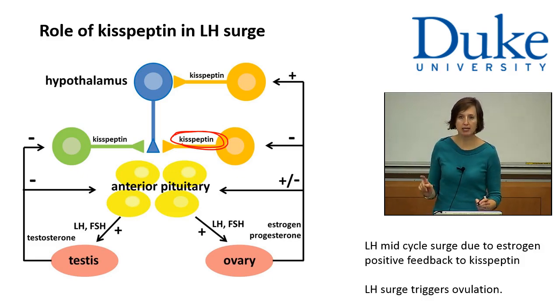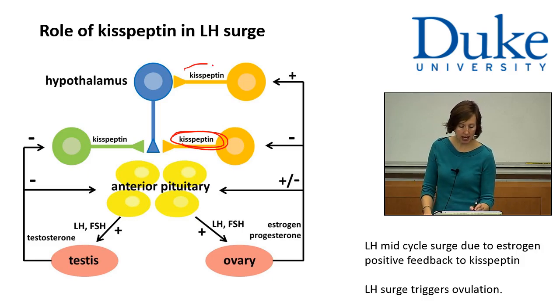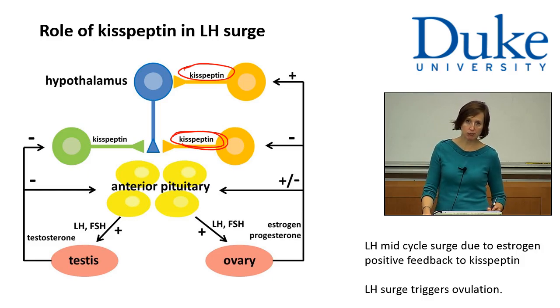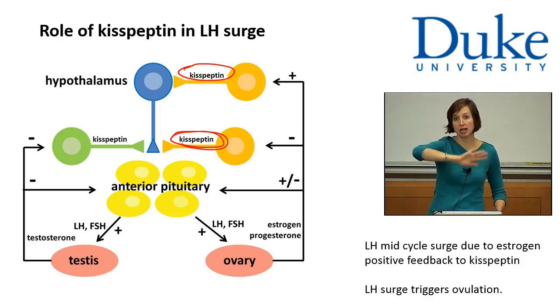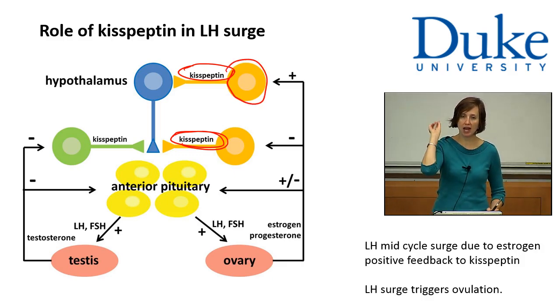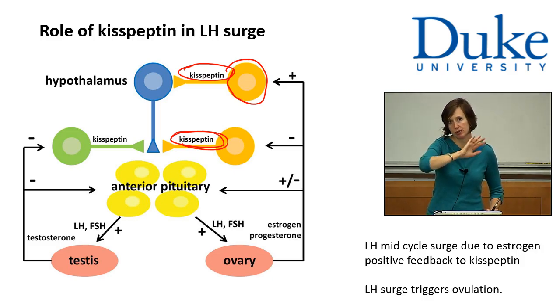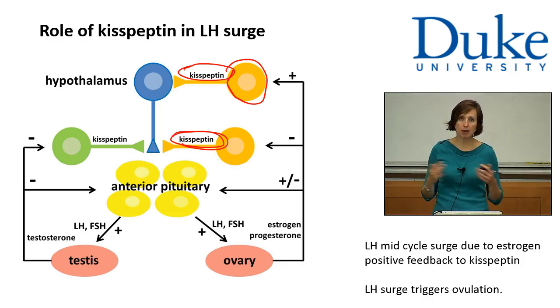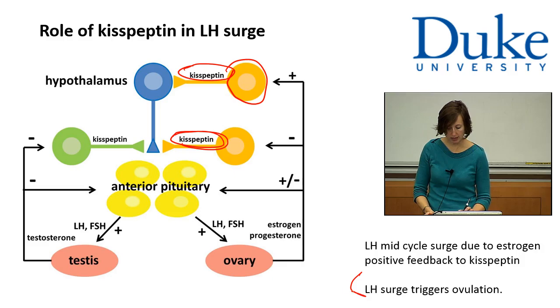She has a second set of kisspeptin neurons that actually synapse to the cell bodies of the GnRH producing neurons, so that when there's that increase in estrogen, and increase in estrogen only from that chosen follicle, that activates these kisspeptin neurons to produce a lot of kisspeptin, and that causes the GnRH producing neurons to produce a lot of GnRH, and that causes the LH surge. So it's the second population of kisspeptin neurons that is somehow able to respond to that increase in estrogen only and cause the LH surge that's important for ovulation.